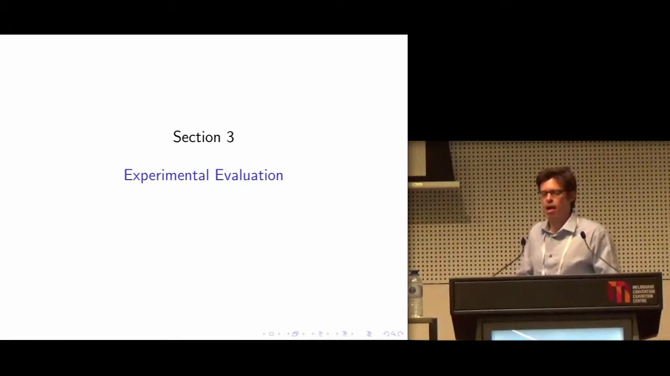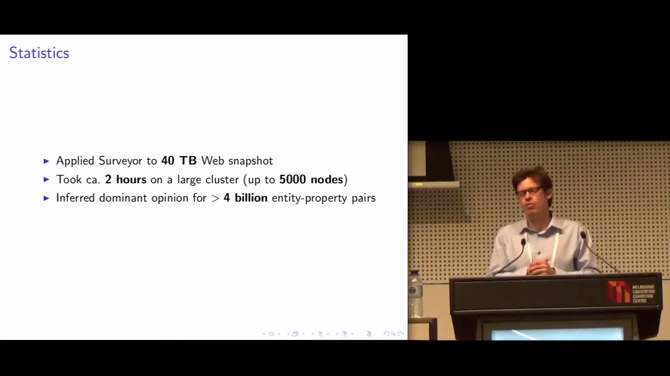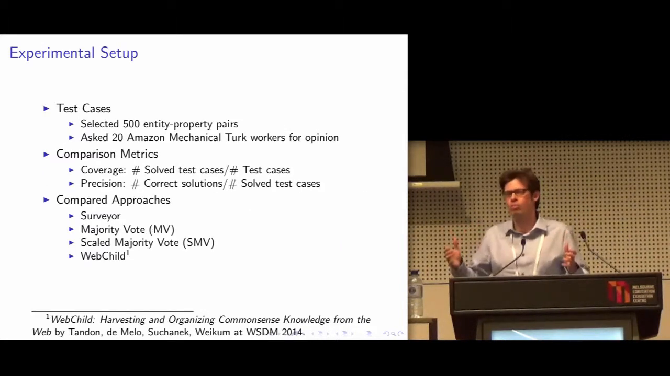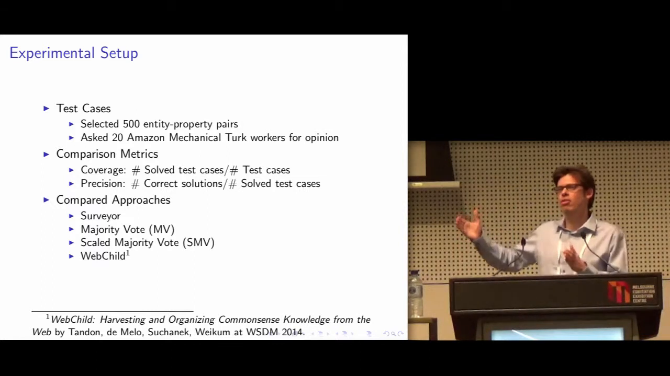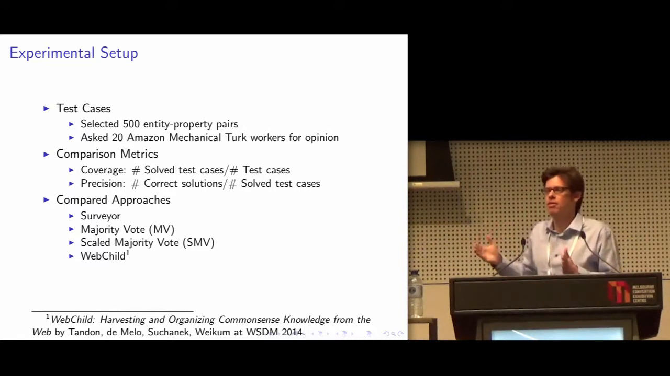Now, we applied the system to a 40 terabyte web snapshot containing free text. It took around 2 hours to process the entire web snapshot on up to 5,000 nodes, and we inferred dominant opinions for over 4 billion entity property pairs. We have evaluated the quality of that output in several test series, and I'm only going to discuss a small extract here. You can find more in the paper. However, the results that I discuss here are representative for what we have seen in general.